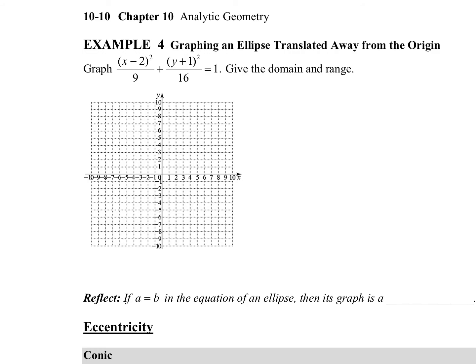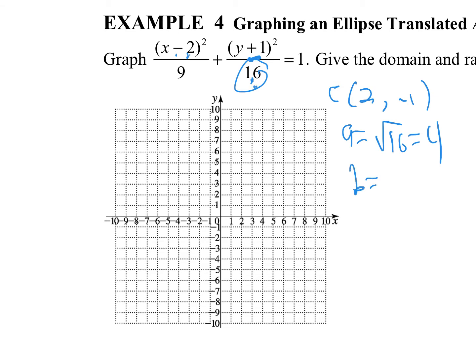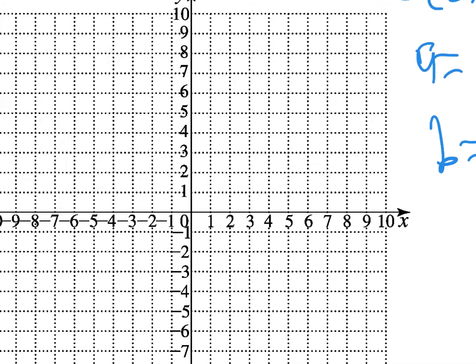Okay, it's already in standard form. I don't have to divide anything. It's already perfect for me. Find the center. Center, opposite of what you see, 2. Opposite of what you see, -1. Find A: we'll take the bigger number. What is the square root of 16? It is 4. B, and why did I choose that one to be the A? Because it's bigger. B is the square root of 9, which is 3. So I'm going to go find my 2, -1, right here.